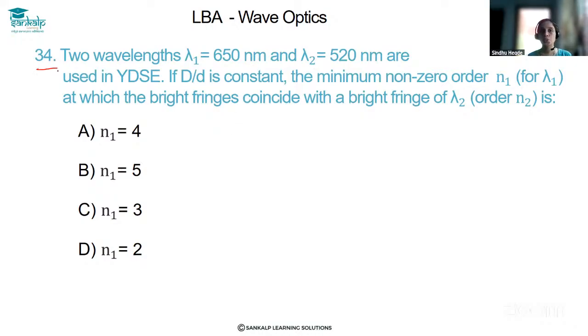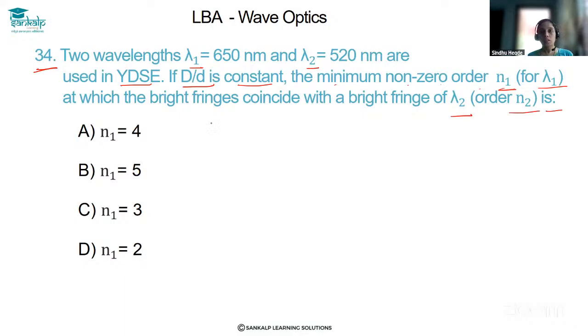Let us see question number 34. Two wavelengths lambda 1 equal to 650 nanometer and lambda 2 equal to 520 nanometer are used in YDSE, Young's double slit experiment. If D by d is constant, the minimum non-zero order n1 for lambda 1 at which the bright fringe coincides with the bright fringe of lambda 2 of order n2 is.